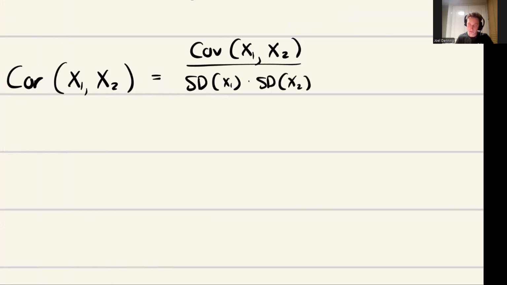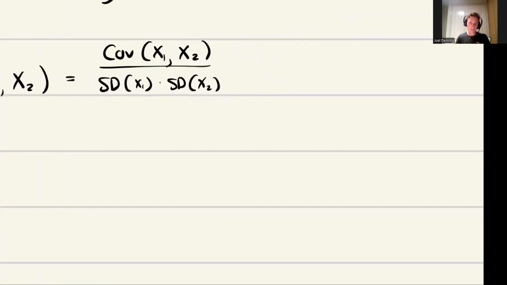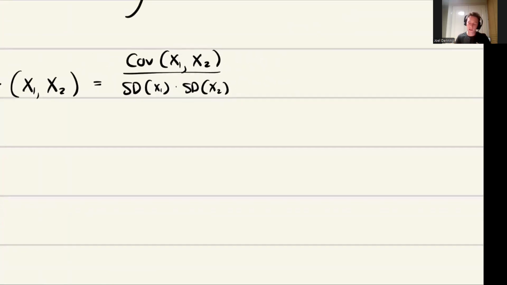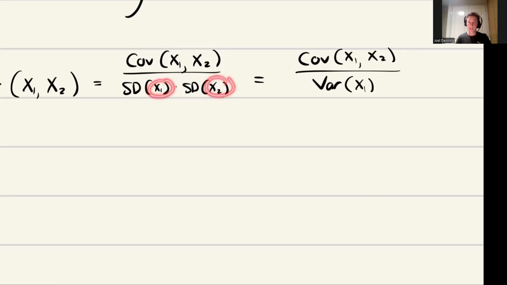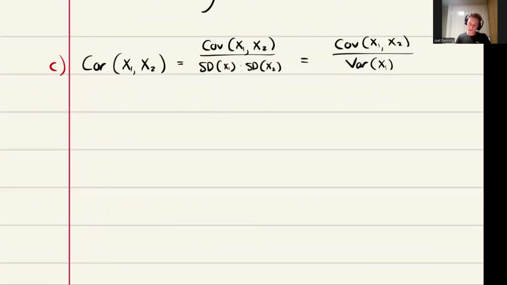Now, just for simplicity, since x1 and x2 are, again, independent, identically distributed, sorry, that means their standard deviations are going to be the same. So standard deviation times standard deviation, we can just write it as the variance of one of them. I'm just going to pick x1. Right? And that's just because they are identically distributed. So now we just need to calculate the covariance and the variance.